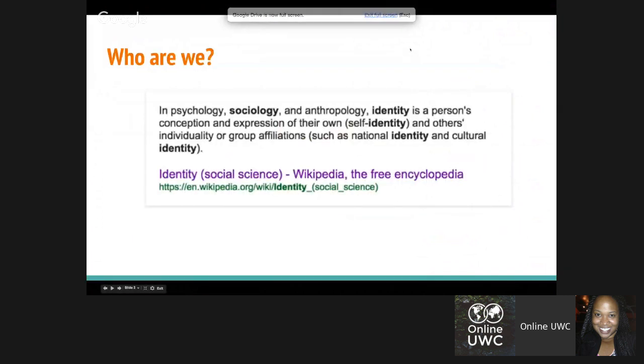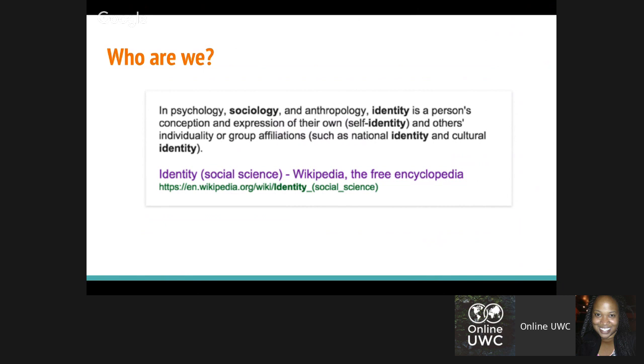Right now, this is your task for the week, for the weekly discussion: to come up with a definition of what identity means to you. Specifically, we'll be looking for a more sociology-based definition. It will have to have some components of self-identity, and it will have to have some components of group affiliations.